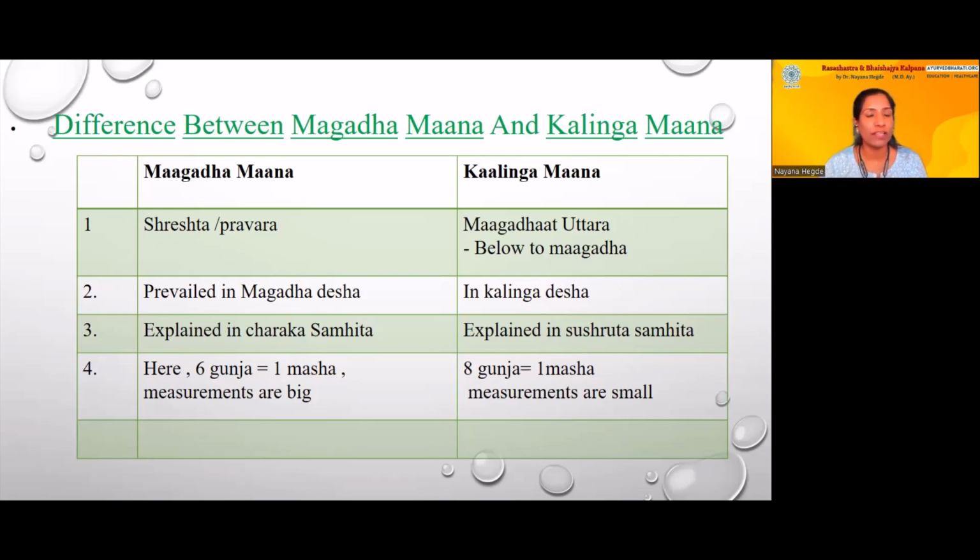Kalingamana is followed in the Kalinga Desha. Magadhamana is followed in the Magadha Desha. Magadhamana is considered Shrestha and explained in Charaka Samhita. Kalingamana is explained in the Sushruta Samhita. In the Magadhamana, 6 gunjas are sufficient to weigh 1 masha, whereas in the Kalingamana, 8 gunjas are required to weigh 1 masha.